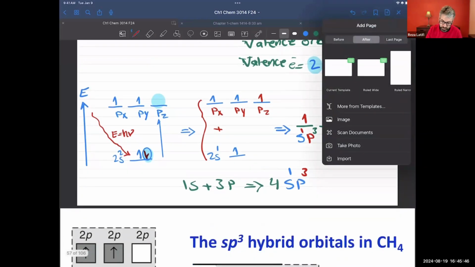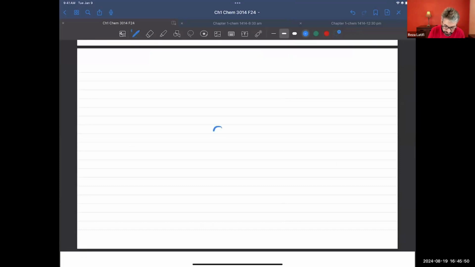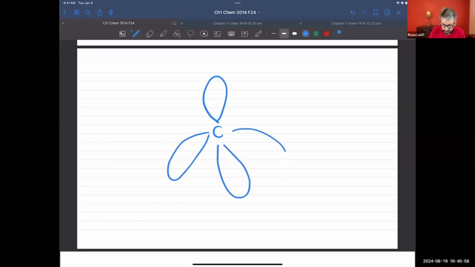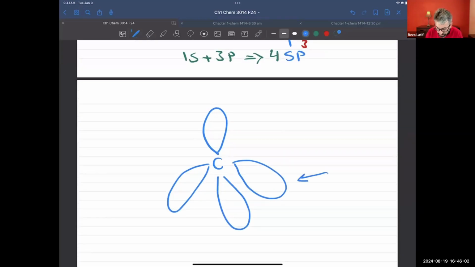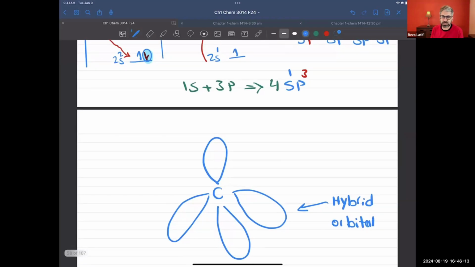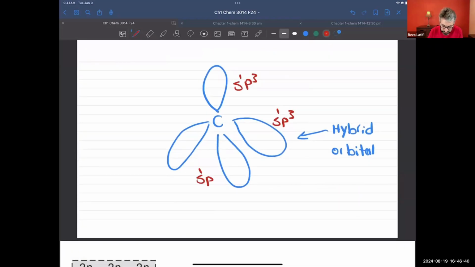Okay, let's show those 4 orbitals on carbon. So now we have carbon with 4 orbitals: 1, 2, 3, and that's the 4th one. Each of these orbitals, I'm going to call a hybrid orbital. The process of mixing s and p, we call hybridization. I mix s and p, I got hybrid orbitals, and the hybridization for each orbital is s1p3, sp3. No need to write the 1.